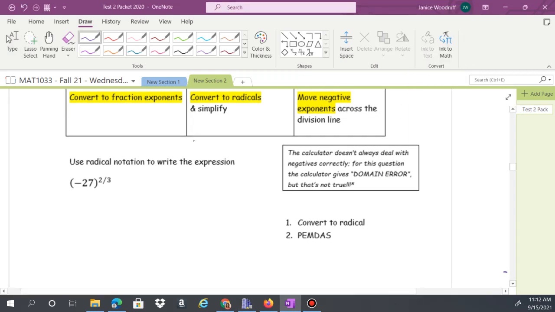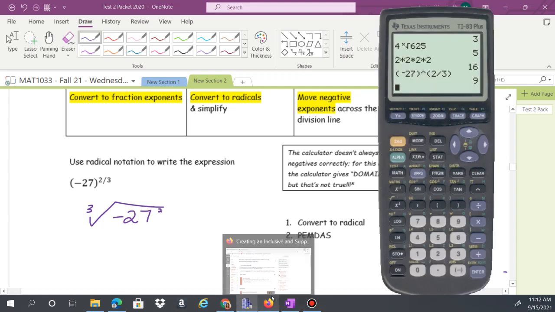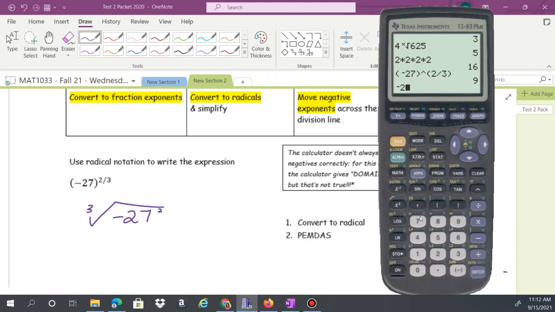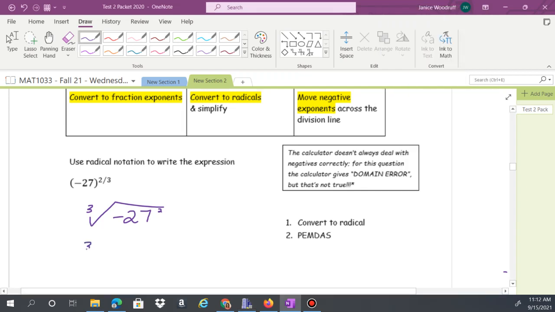So use radical notation means convert this to radical. So underneath my radical, I'm going to have a -27. And then the top goes on the inside. So I'm going to just put the 2 on the inside, the bottom on the outside. And then I want to work that. So -27 squared is going to be -27 times -27, which is going to give me a positive 729, which means I have the cube root of 729.